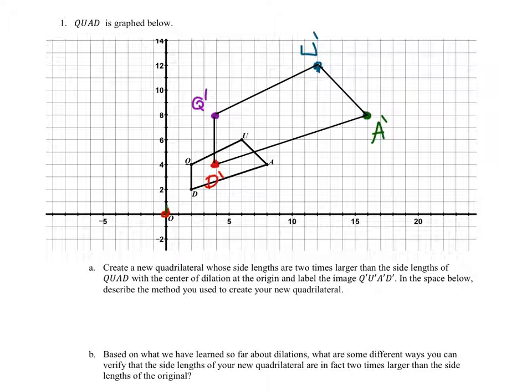Based on what we have learned so far about dilations, what are some ways you can verify that the side lengths of your new quadrilateral are in fact 2 times larger than the side lengths of the original? Well, just about dilations, we use the slope, for example, to find the length or the distance between A prime and U prime. We just doubled it from the slope of A to U. So we looked at this, 2 to the left, 2 up, so we went 4 to the left and 4 up. That guarantees that the side length will be twice as big. Otherwise, you're using the Pythagorean theorem for these, which is not really what we're looking for.